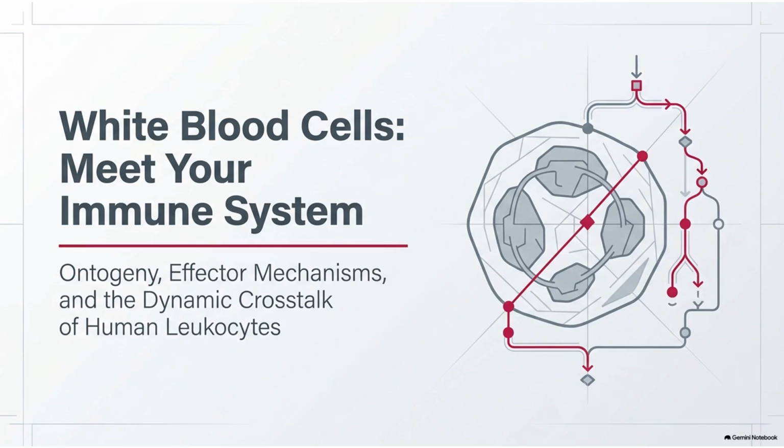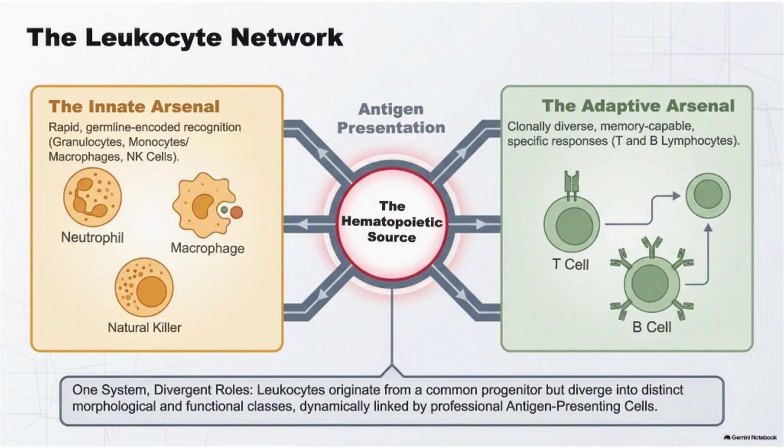But before we meet those individual specialists, let's zoom out and look at the entire team, because these cells aren't working independently. They're part of a much larger network. So traditionally, we divide the immune defense into 2 broad categories: innate immunity and adaptive immunity.